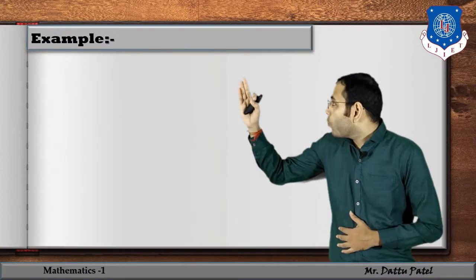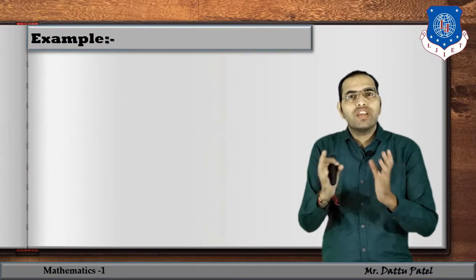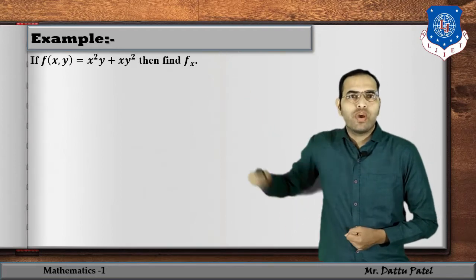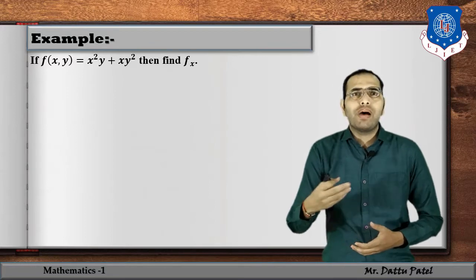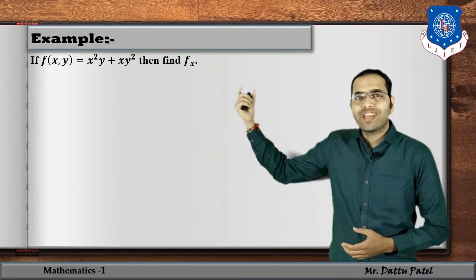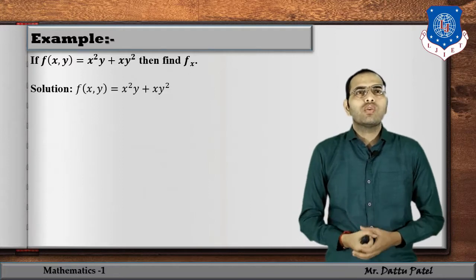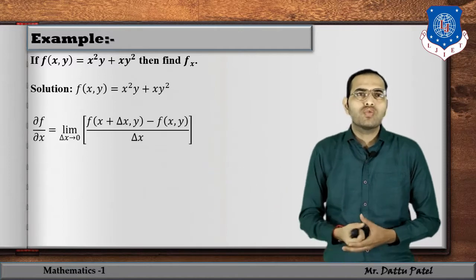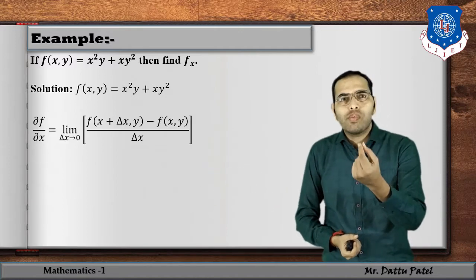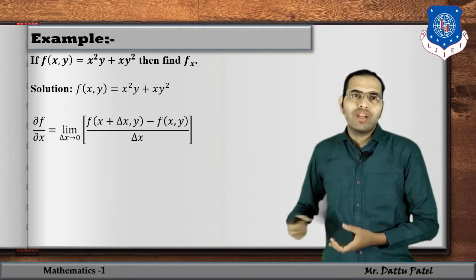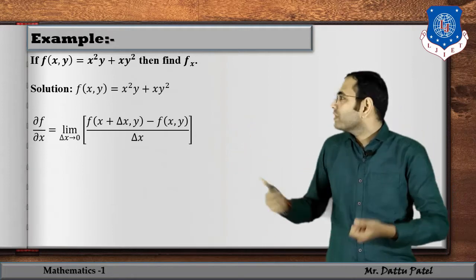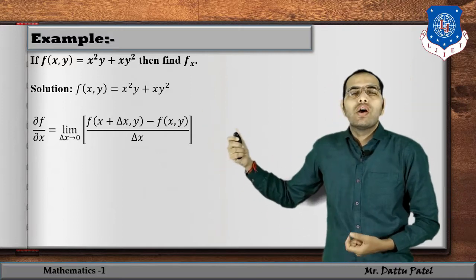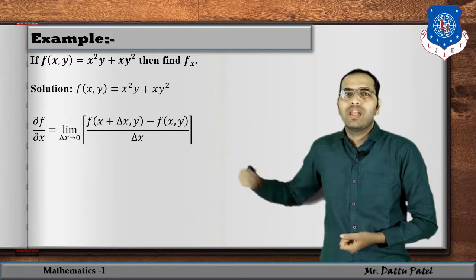Let's see one example based on the definition of partial derivative. If the function f of x, y equals x square y plus x y square, then find f x or del f by del x. Here f of x, y equals x square y plus x y square, so according to the definition of first order partial derivative, del f by del x equals limit delta x tends to 0 of f of x plus delta x comma y, minus f of x, y, upon delta x. Here, for the derivative with respect to x, we write x plus delta x. If the derivative is with respect to y, we write x as it is and y plus delta y.